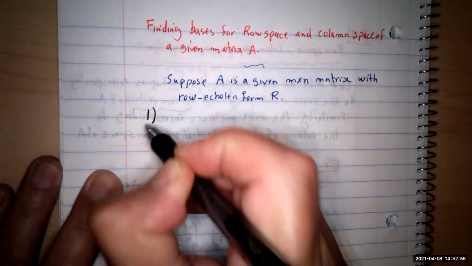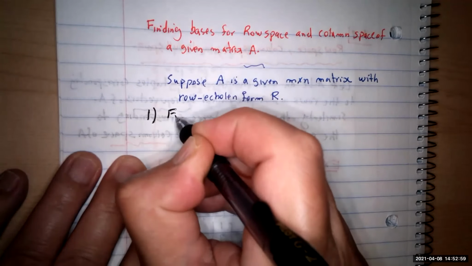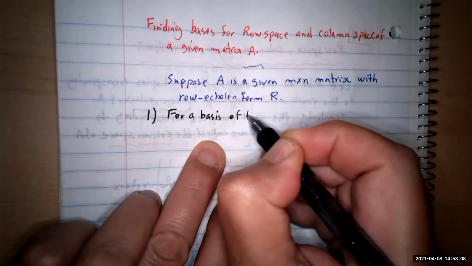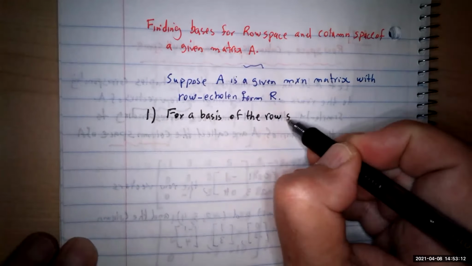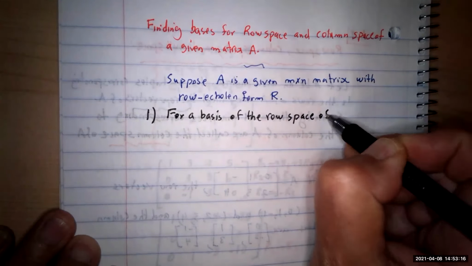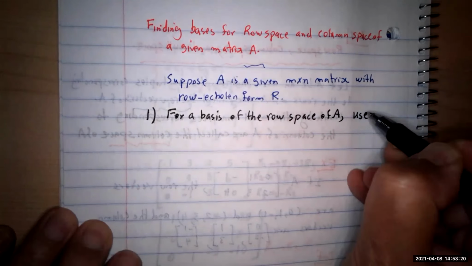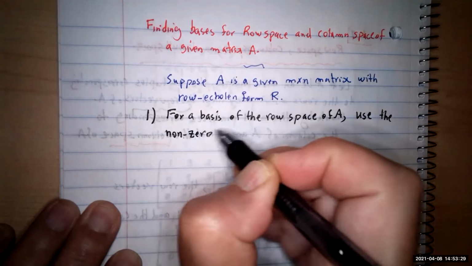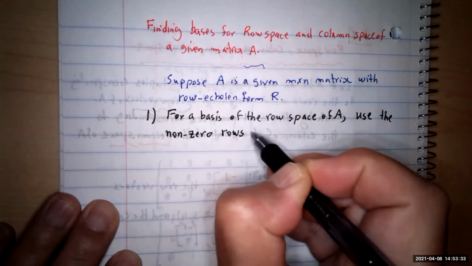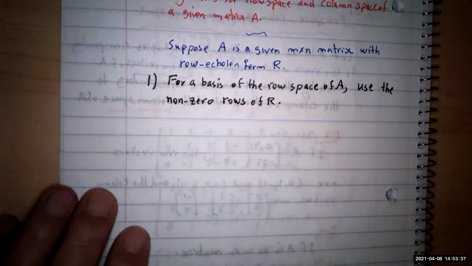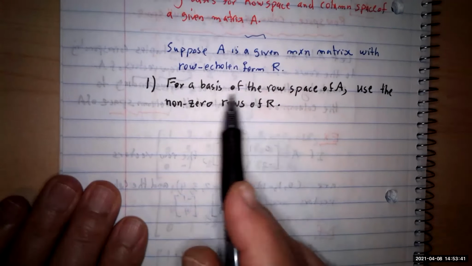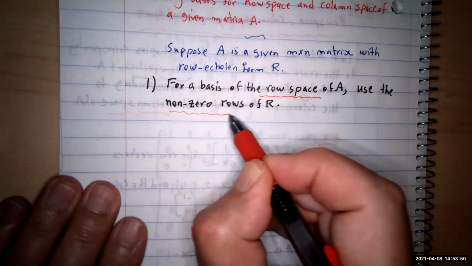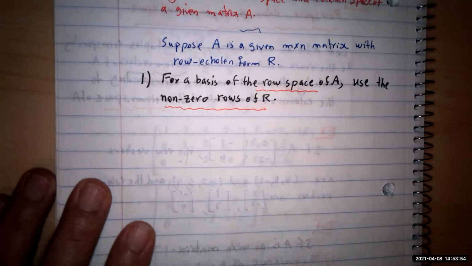So the first part, for the row space, that's easier. For a basis of the row space of A, simply use the non-zero rows of R. That's it. You may get a row with all zeros, you ignore it. The other ones, you bring them here, that gives you a basis for the row space.